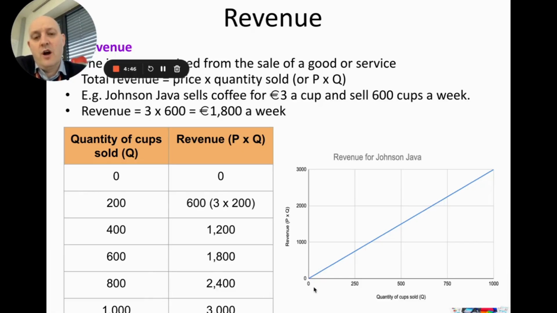I've graphed this. On the x-axis we've got the quantity of cups of coffee sold, Q, and on the y-axis we've got revenue, P times Q. When they sell 0 cups, obviously the revenue is 0, and the more cups they sell, the more revenue they make. The revenue curve goes up in a linear fashion because the price of the coffee is not changing. So you can see that the gradient of the line will effectively be 3, because that's the price.